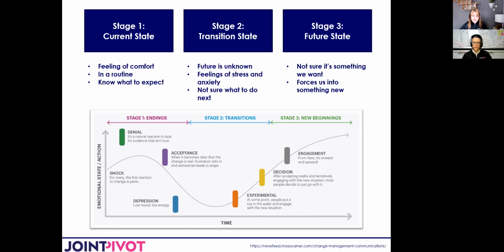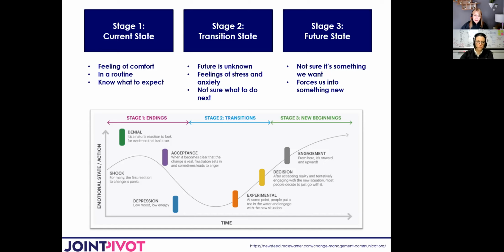Now, for us as leaders, change leaders, when we're looking at this, we have a tendency to jump out when we see people getting into this acceptance phase. So people go through shock, they go through denial, and then you start to see these little glimmers of hope of the fact that change is real and that people are starting to accept the changes. But acceptance does not equal engagement. And that's where we really have to dig in on some of these change communications to make sure that people continue to follow whatever this new process is.